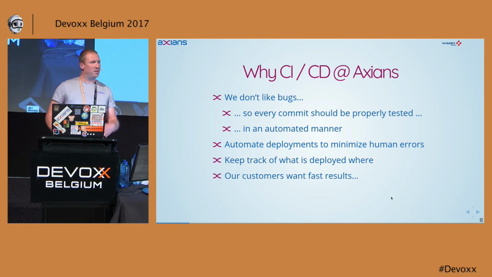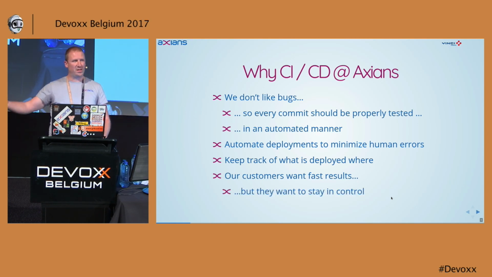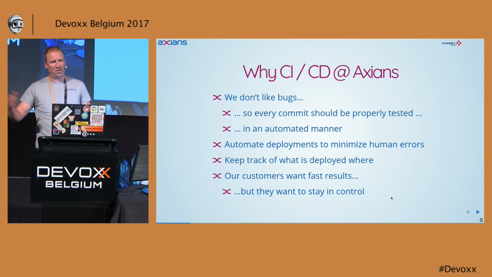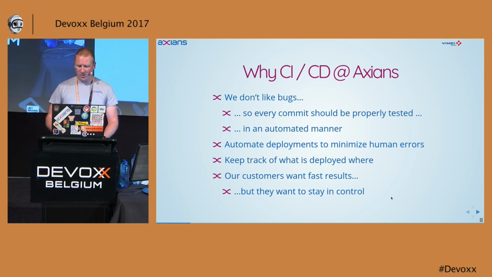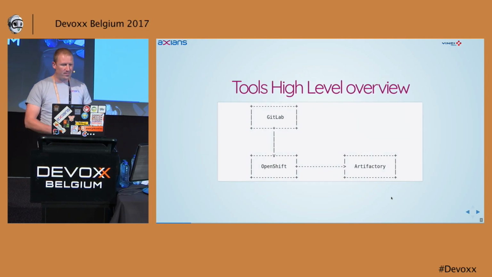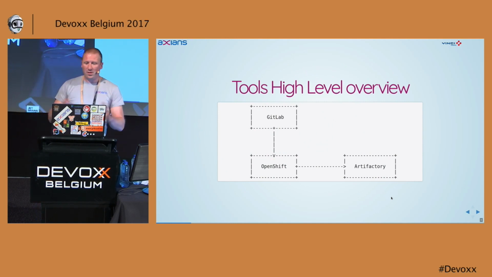Then our customers, they want fast results, but they still want to stay in control of when something gets deployed in production. So for certain customers, you should be able to not do it fully automated the whole way until production. The basic tools that we are using at Axians for this topic are Gitlab, Openshift, and Artifactory from JFrog.